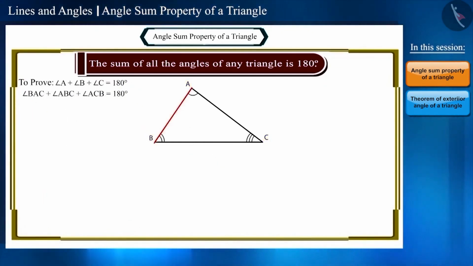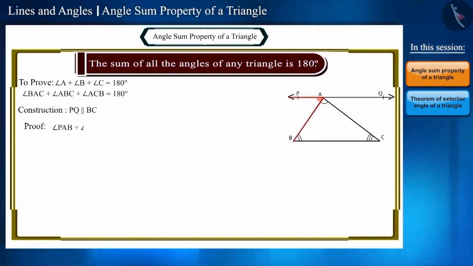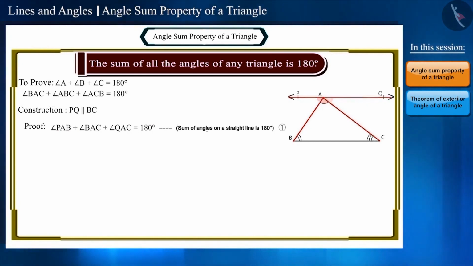Now let's draw a line parallel to any one side of this triangle. Let's draw a line parallel to side BC in such a way that it passes through the third vertex of this triangle. Let's call this line PQ. Friends, what will be the value of angle PAB plus angle BAC plus angle QAC? The sum of these three angles will be 180 degrees because they are angles formed on a straight line. Let us call it equation 1.